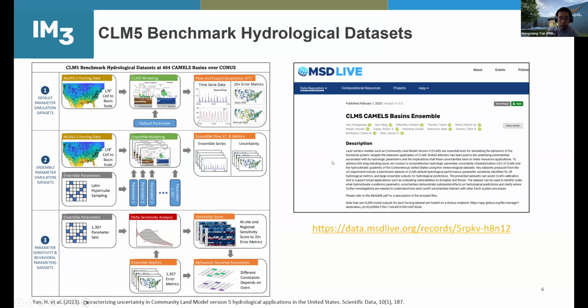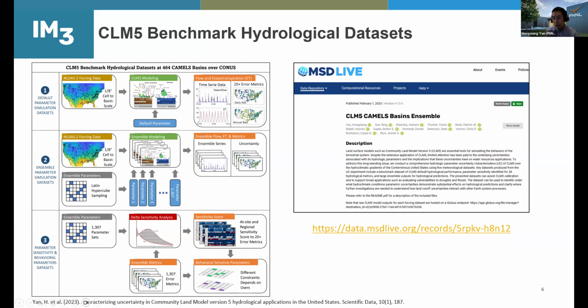And then we develop what we call the CL modified benchmark hydrologic data set, which is divided into 3 parts. Part 1 is called the default parameter simulation. In this one, we just want to understand, if we don't touch any hydrologic parameter, what the performance is according to different metrics. We have all the data sets stored in the MSD multi-sector dynamics live, an open public access repository.